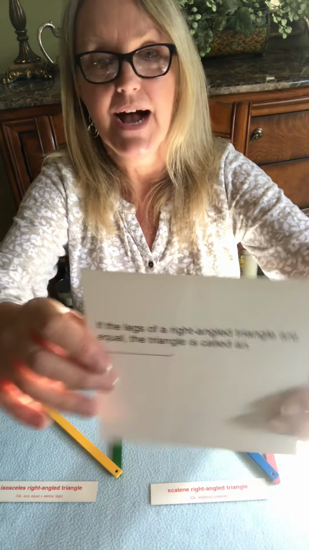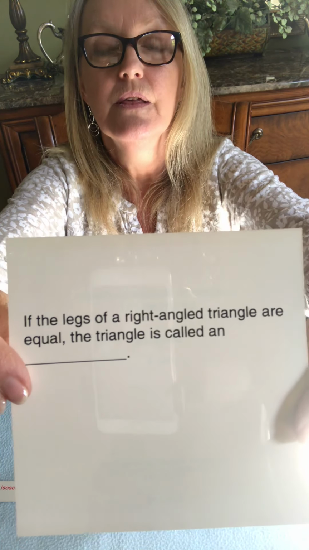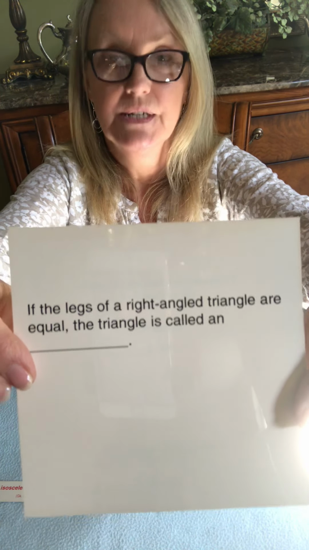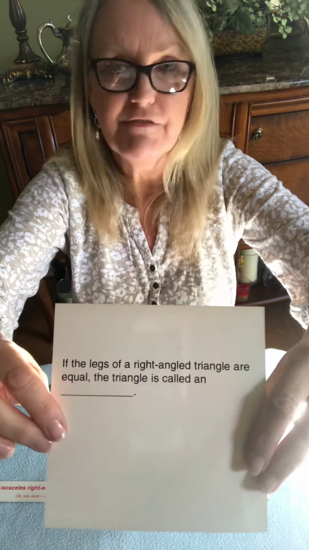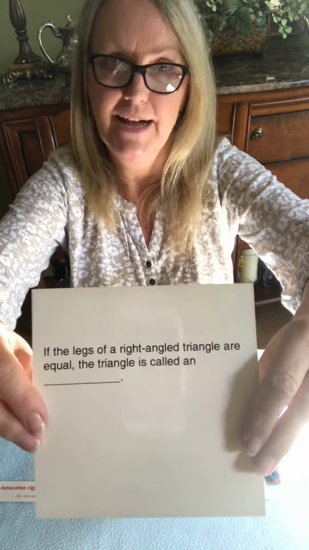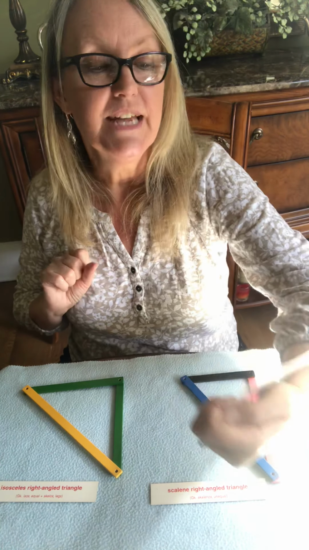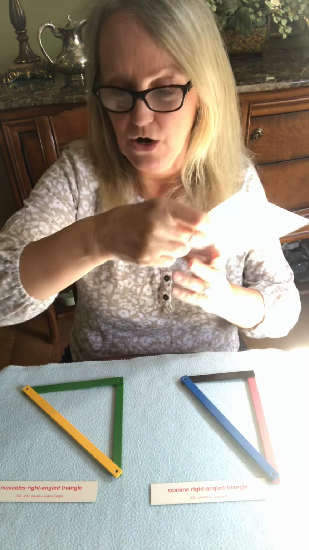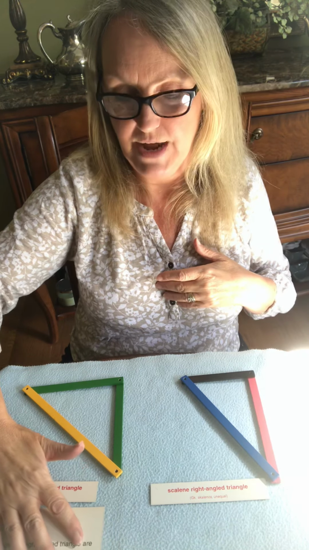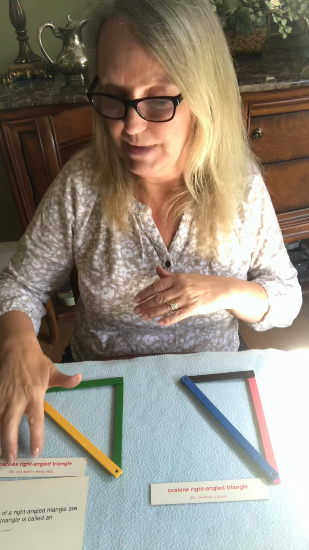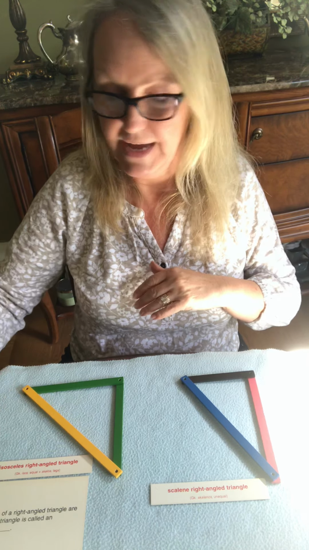This says, if the legs of a right-angled triangle are equal, the triangle is called, and remember, we're only talking about the legs. The hypotenuse will always be longer. You can't have an equilateral right-angled triangle. You could try and make one, but I'm not so sure you'll succeed. So if the legs are equal, meaning those two legs, we call it an isosceles right-angled triangle, and I'm going to match it there with my triangle.